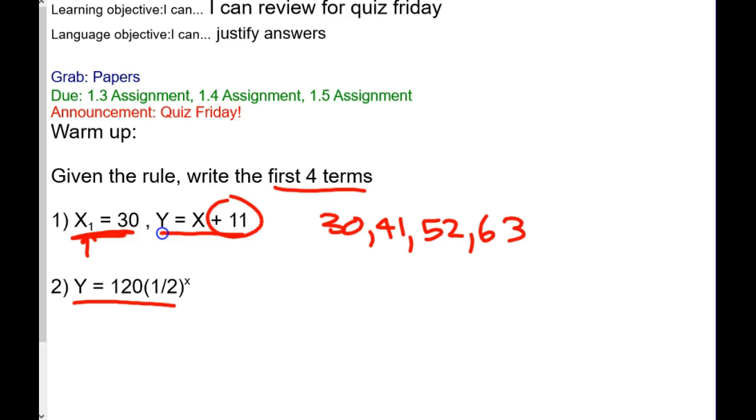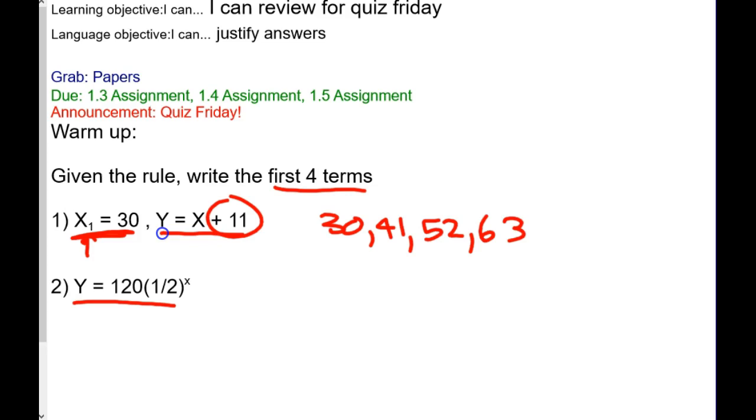Okay, that's it. If it asks you to find first 4 terms, take the first term, write it down, and then continue the rule. Now, if this said like 2x or something multiplying, then you would multiply instead, right? Whatever the rule is, keep it going, okay?